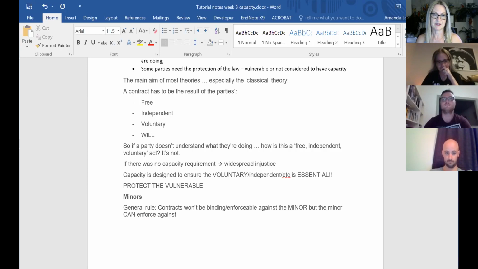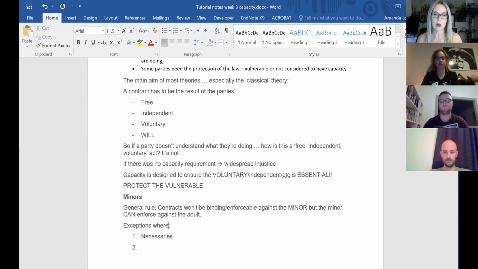Okay, the exceptions. Don't you love this? General rule, and then there's all these exceptions. That's the way lawyers love to work. One, people have already said it, necessaries. And two, and I'm talking about the exceptions where the contract will be binding, if they fall into these classes, the contract will be binding. So necessaries and, thank you, Megan and Steph, beneficial contracts of service, which is a fancy way of saying employment contracts.